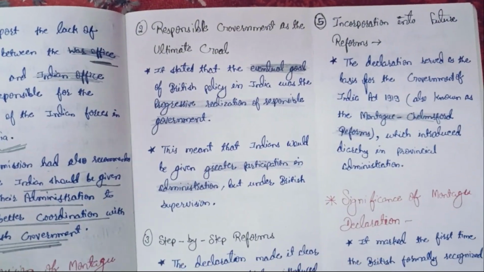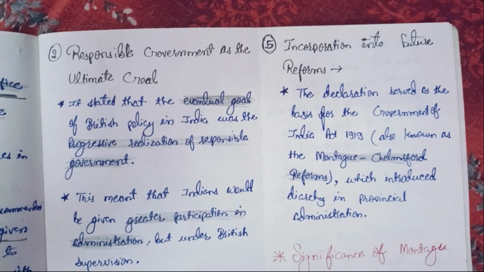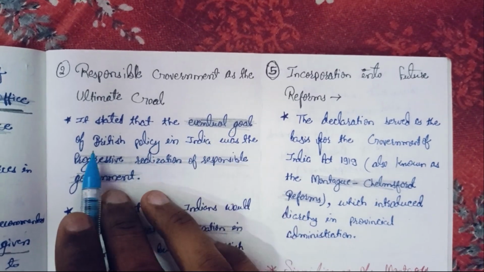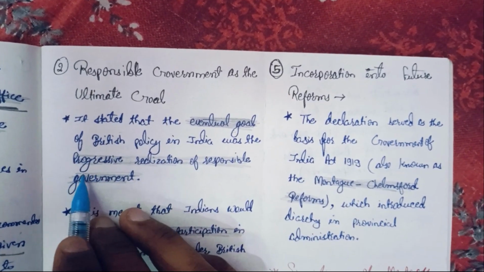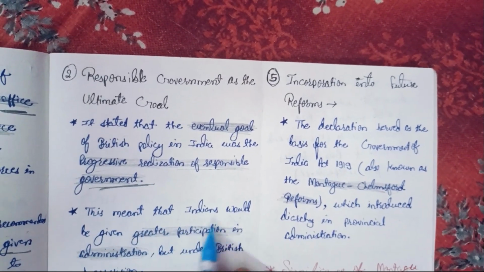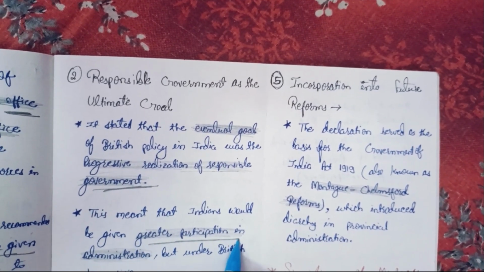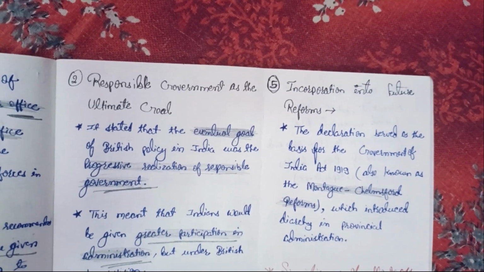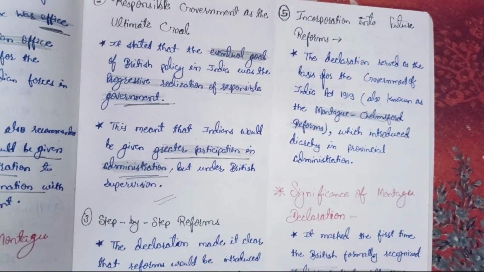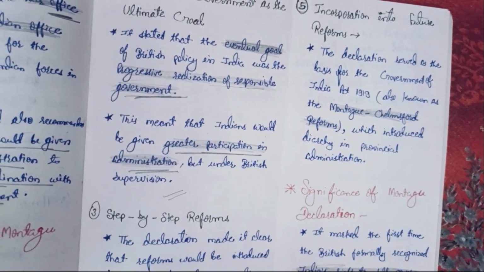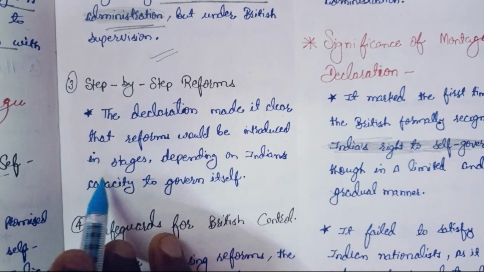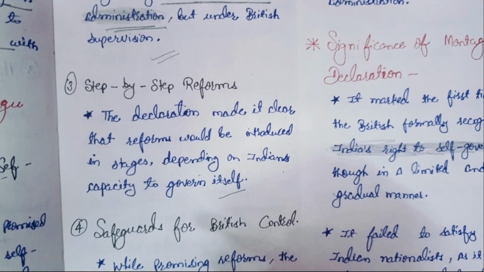So let's see the second provision of the Montague Declaration, which is responsible government as the ultimate goal. It states that the eventual goal of British policy in India was the progressive realization of responsible government. This meant that Indians would be given greater participation in administration, but under British supervision. Under British supervision, they will be given representation and step-by-step reforms. The declaration made it clear that reforms would be introduced in stages depending on India's capacity to govern itself.